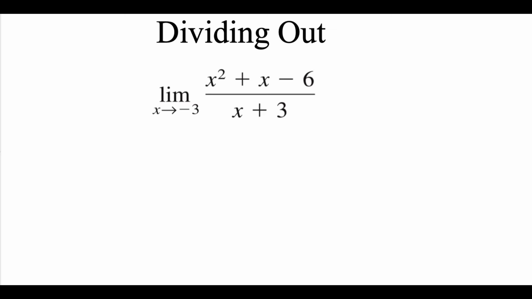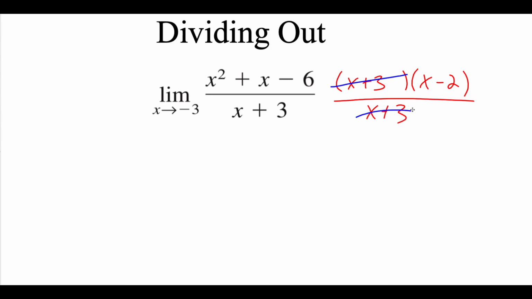So when we're doing dividing out, we're going to rely on some algebra that we've learned along the way. This top quadratic is actually factorable. This is going to factor into (x plus 3) and (x minus 2). And then the denominator is still x plus 3. And because we have that x plus 3 happening on top and on bottom, we're allowed to cancel that factor out. So this reduces down to just x minus 2.